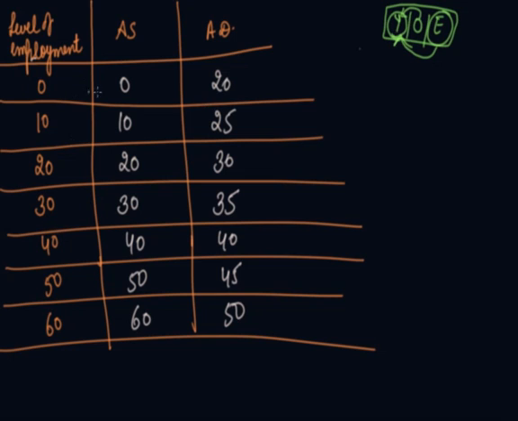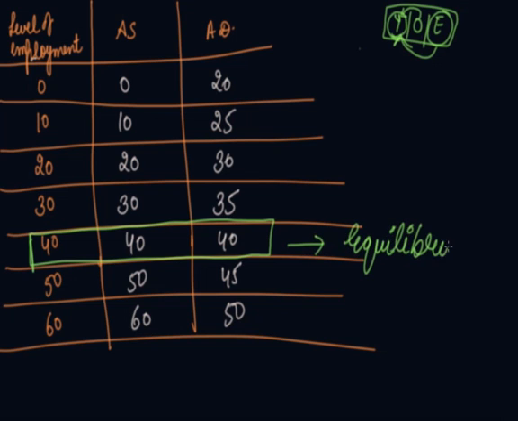So see, where these four are equal, your aggregate supply is equal to aggregate demand is equal to your income. So this is the level of equilibrium. This is the level where aggregate demand is equal to aggregate supply, that is the equilibrium level of income. So this is the equilibrium income we have found using a tabular form.